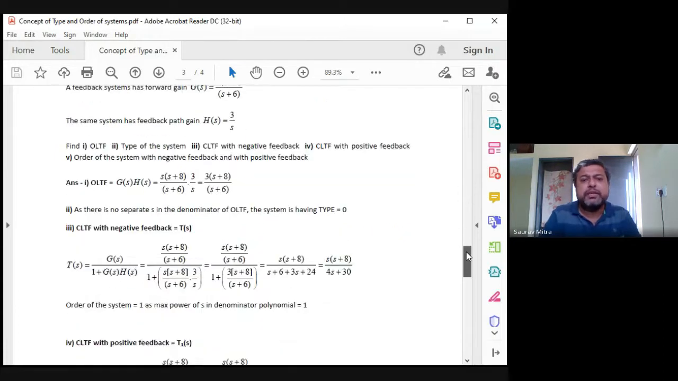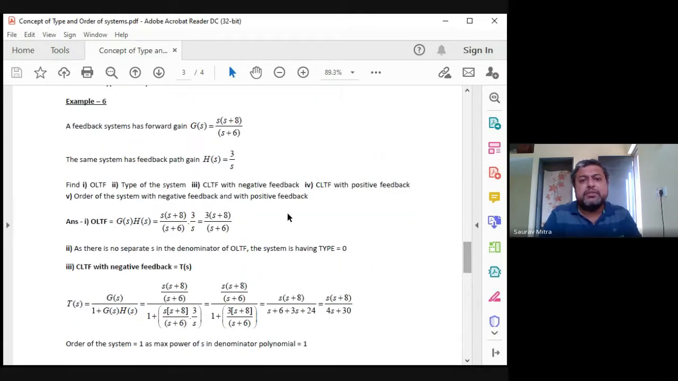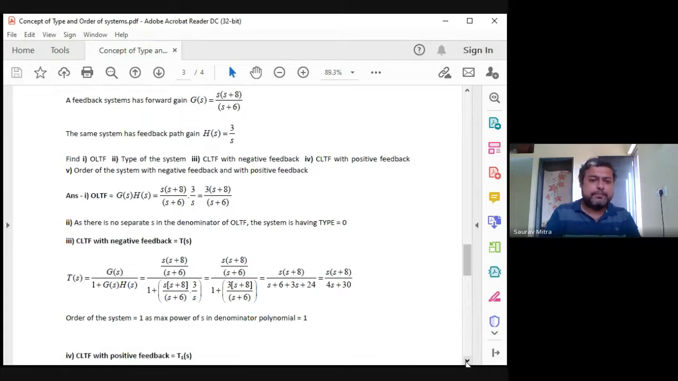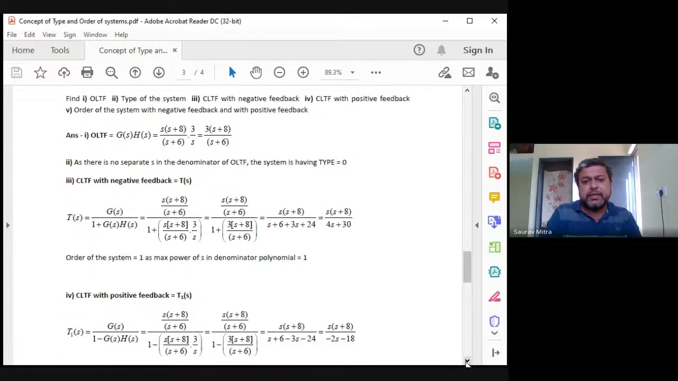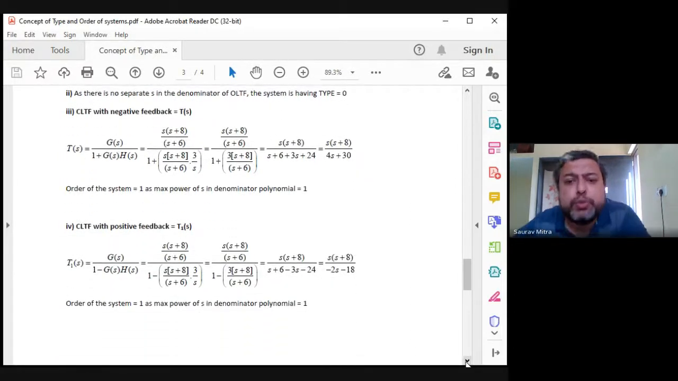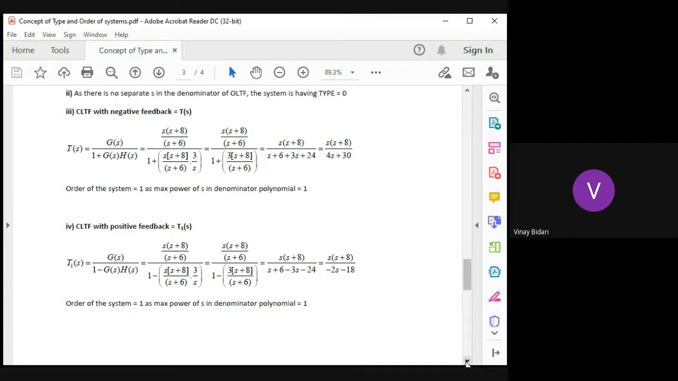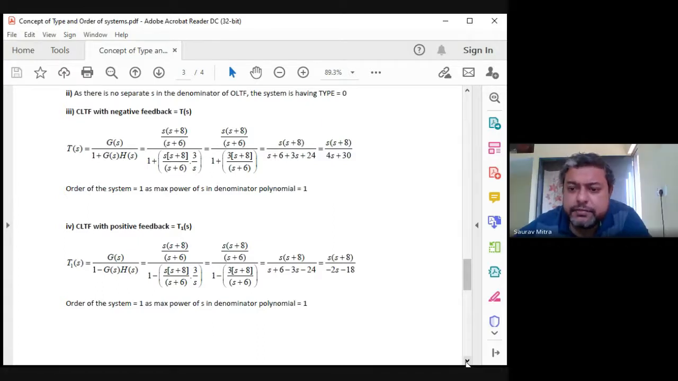So अभी देखो next numerical. GS is given as s into s plus 8, s plus 6, and HS is 3 by s. If you just multiply this GSHS, what is the type of the system? Type of the system is 0. Understandable? No s. And where is the closed loop pole? S is equal to minus 30 by 4, sir. Minus 30 by 4 is minus 7.5. Okay, so stable pole or unstable pole? Stable pole.